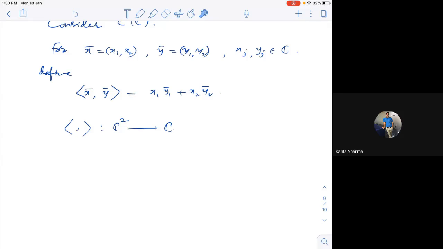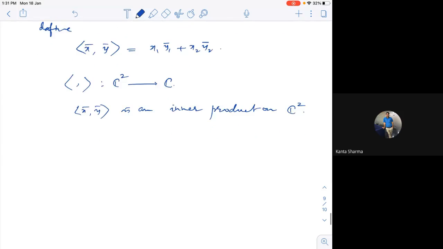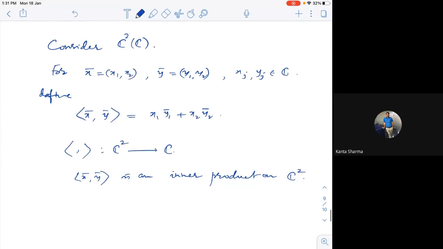X bar, x bar in that case becomes x1 square plus x2 square, which need not be a non-negative number unless they are reals, okay? That is the reason to take something like this. In that case, this x bar y bar is going to become an inner product on this C square. Very good. So therefore, C square over C, with this particular kind of definition, is going to be an inner product space.